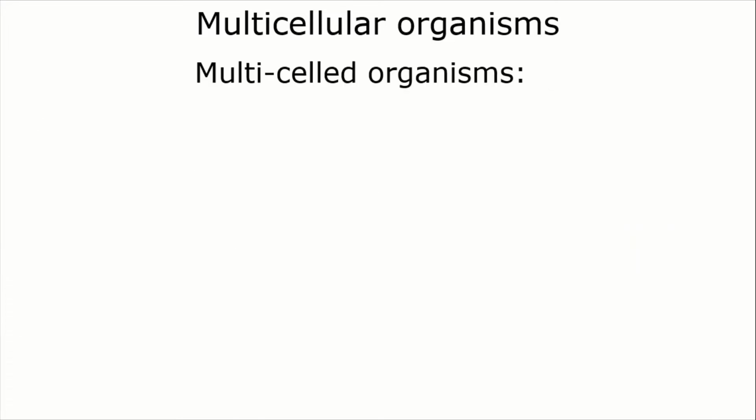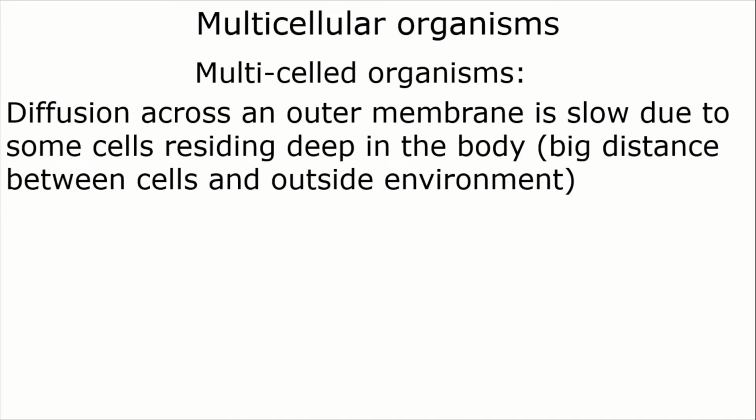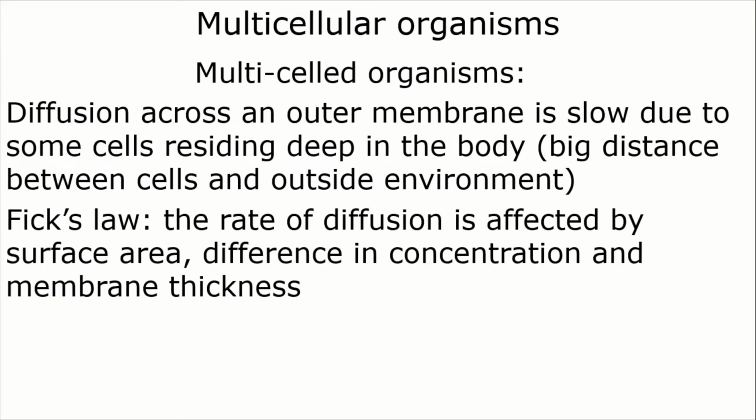But if we look at multicelled organisms, diffusion across the outer membrane is much slower because some cells will reside much deeper in the body. So if you think about the cells lining the inside of your stomach, for example, these are surrounded by layers and layers of cells, which are then surrounded by veins, and your skin is also a barrier, and they're much, much deeper in the body than, for example, the skin cells in your epidermis. So there's a much larger distance between the cells and the outside environment.